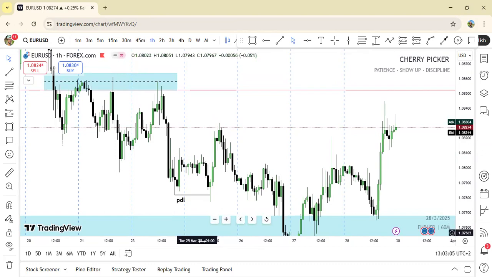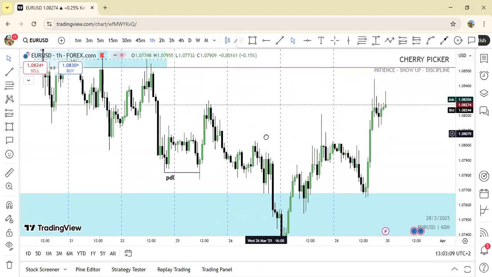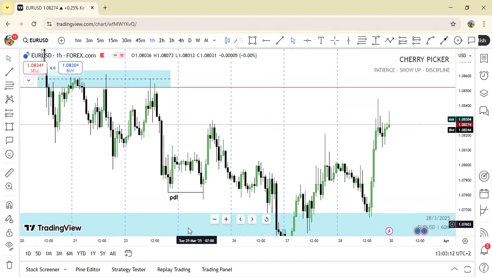Remember, our long-term target is this daily fair value gap, right? But price took out this previous day low and closed above it. What do you expect is going to happen after that? Price is likely to retrace back into the range.